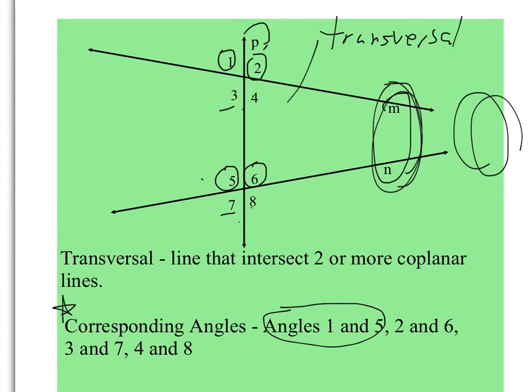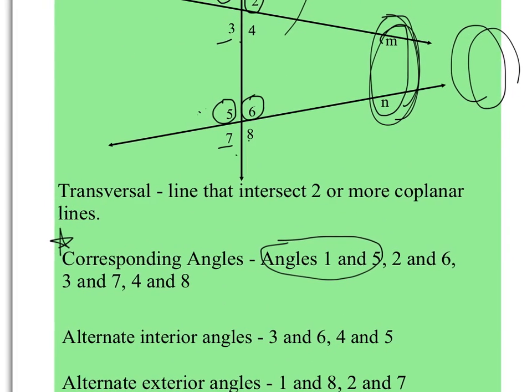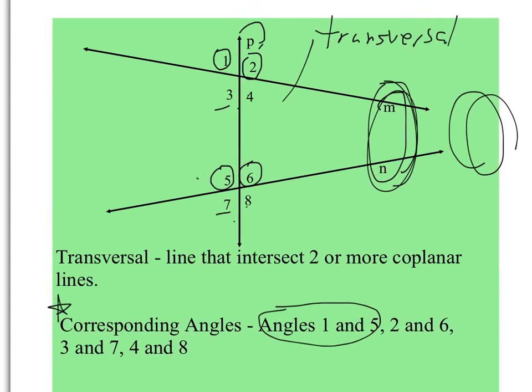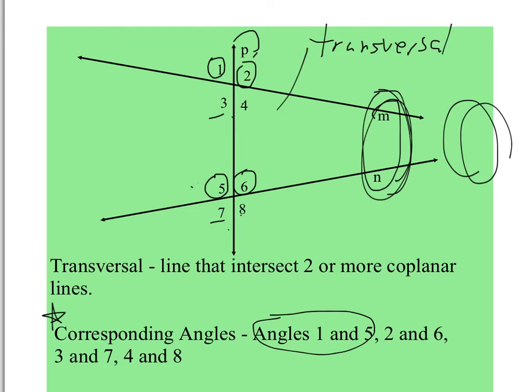So now, the next relationship is called alternate interior angles. Now, I'm going to do some erasing up here. Let's see. Bear with me. Come on. Alright. It's not going to let me erase that, but that's okay.